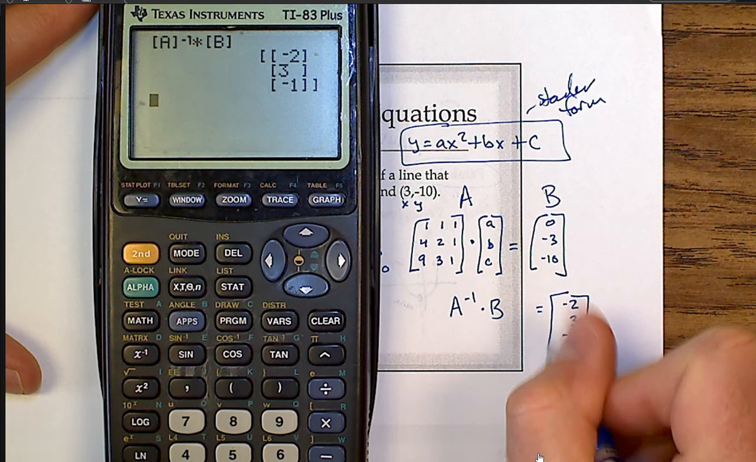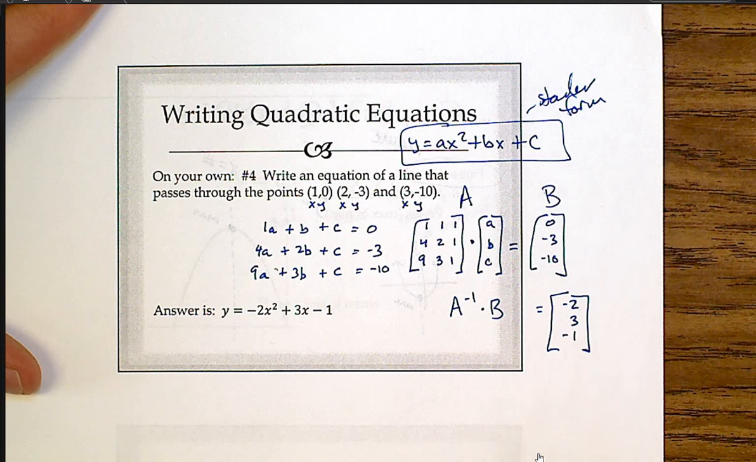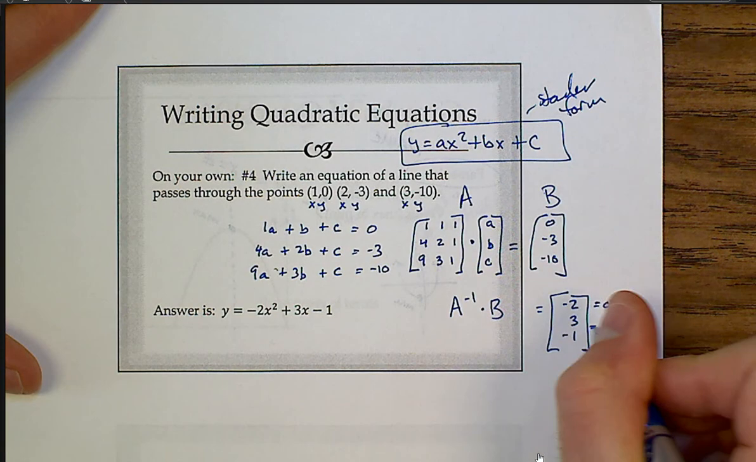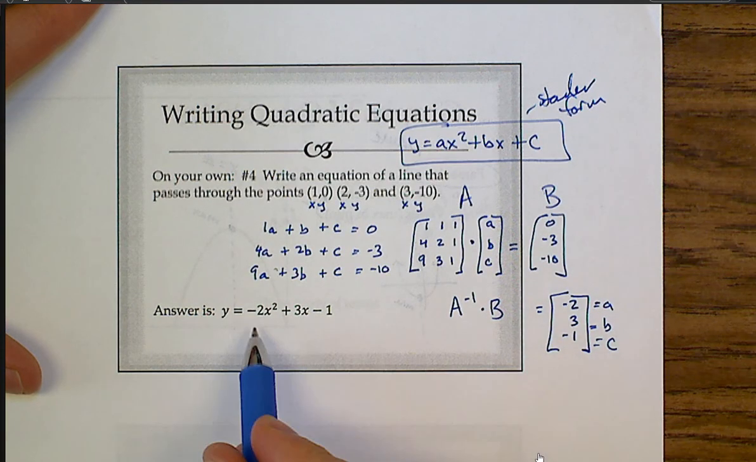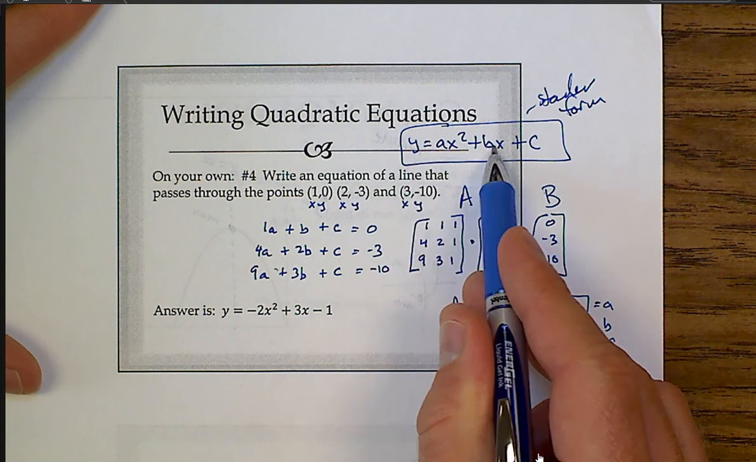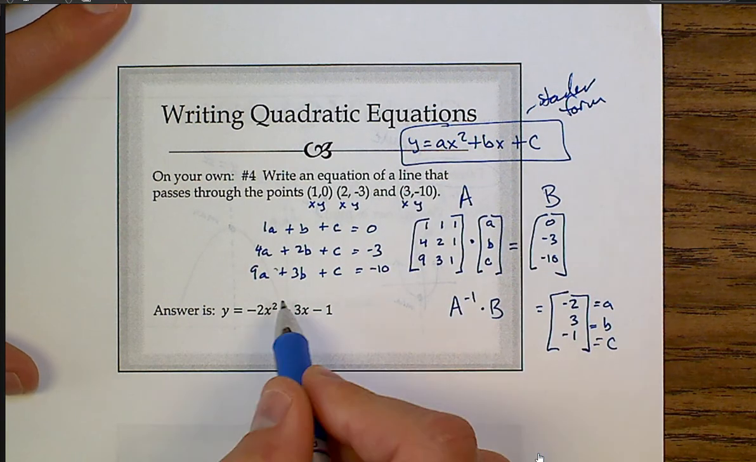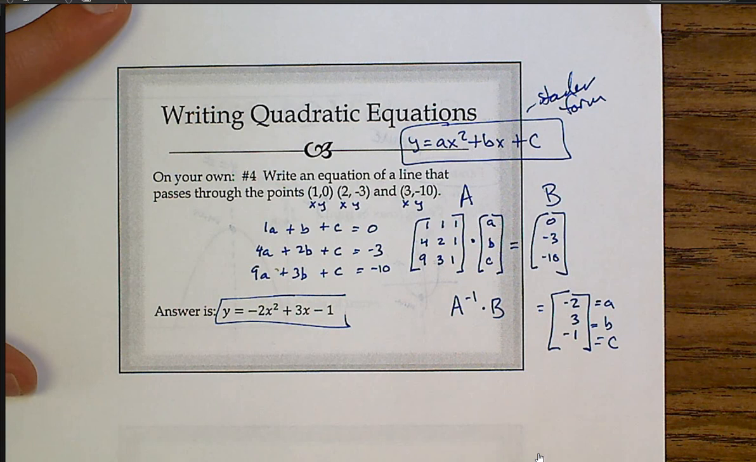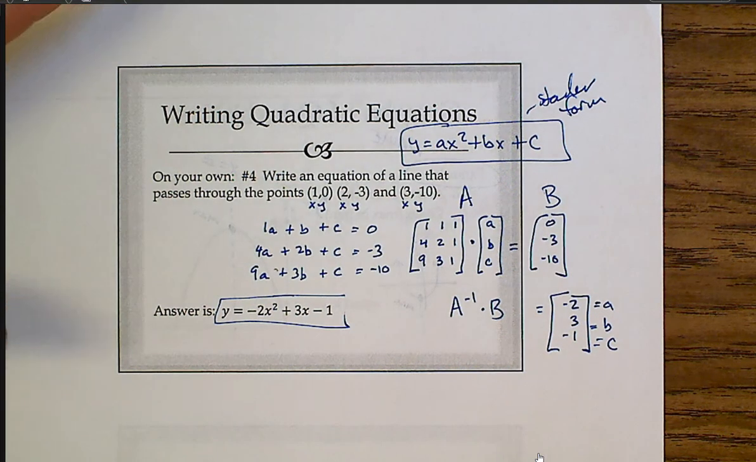And again, you have to know what those mean. That's your A value, B value, C value, and you rewrite your standard form equation with your A, B, and C value, and you get that. Okay? If you have any questions in class, be happy to help you out.